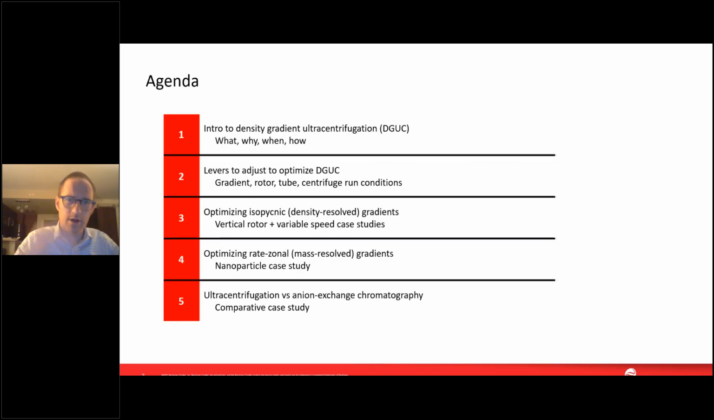I'm going to start off with a little bit of background. I think we're only going to spend less than 5 minutes on the background, the introduction, since I assume there's more familiarity on this already. But then we'll go into what levers we can adjust to optimize density gradient ultracentrifugation. We'll talk about optimizing specifically isopycnic, these density resolved gradients that are commonly used for virus. Then we'll talk about optimizing rate zonal gradients. And then finally, I have a case study tying this all together, comparing ultracentrifugation to anion exchange. So let's jump right into it.